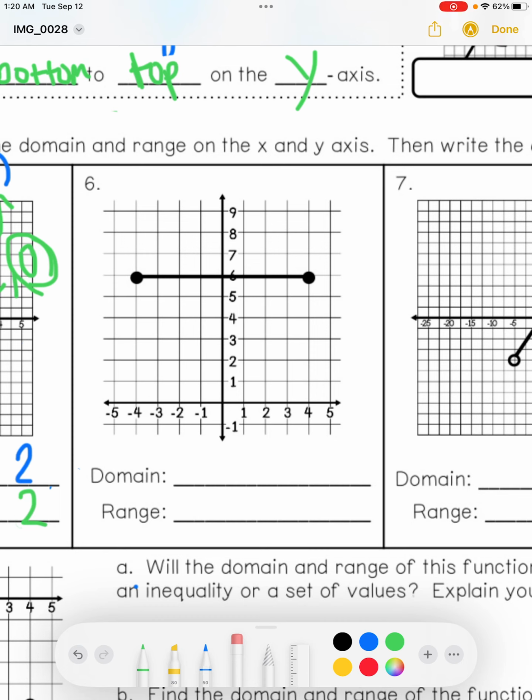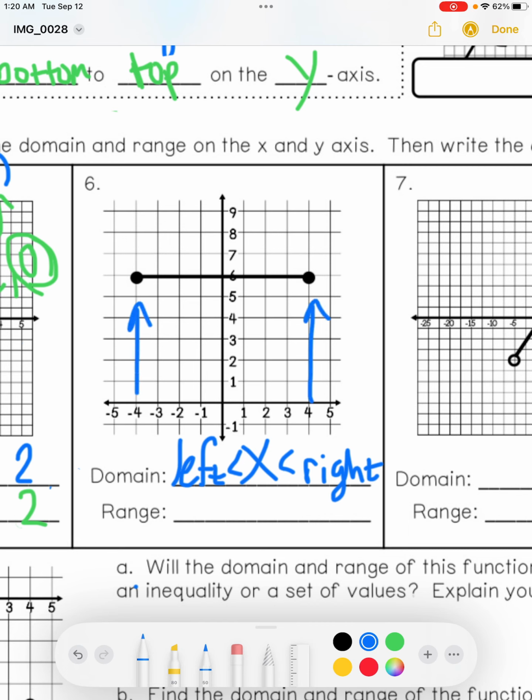Okay, domain is what kind of value? It's x values. So I'm going to start by saying x. Okay, and then I ask myself, well, what directions do x values go? They can go left and they can go right. So I'm going to put my symbols, and I'm going to say left and right. And then I have to go through and find those left and right points. So I go, okay, well, here's my left point. Here's my right point.